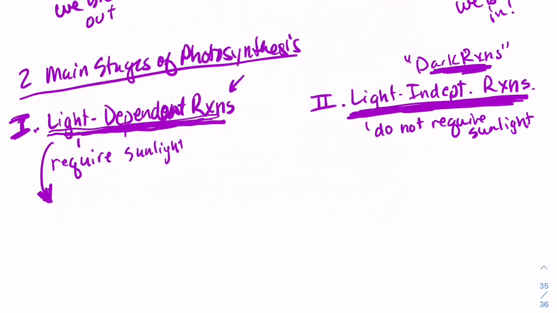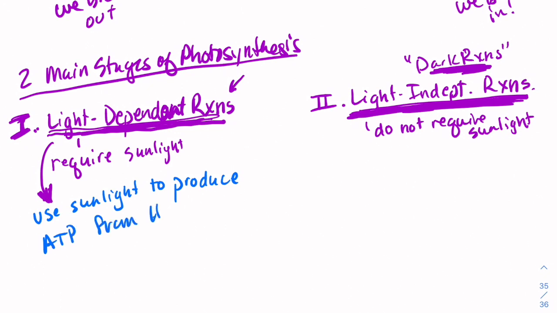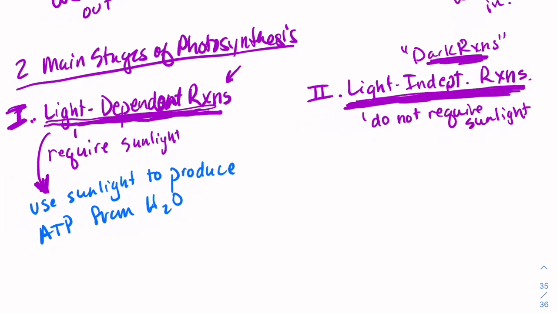The light-dependent reactions basically use sunlight to produce ATP from water. Really wild. So let's take a look at this back here. Well, no, let's not. I'll go back and look in just a sec. All right, the light-dependent reactions use sunlight to produce ATP from water.